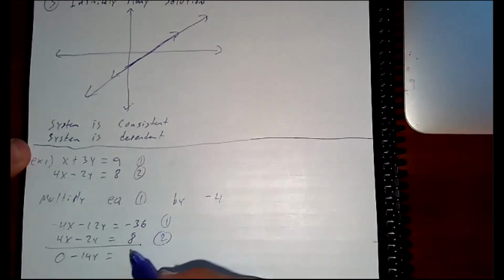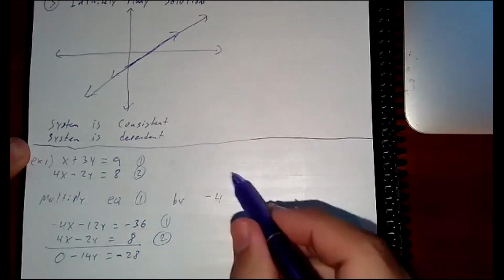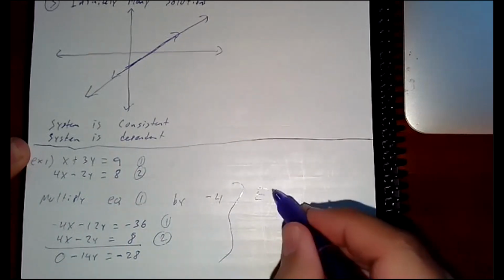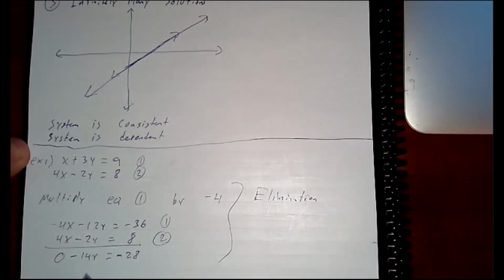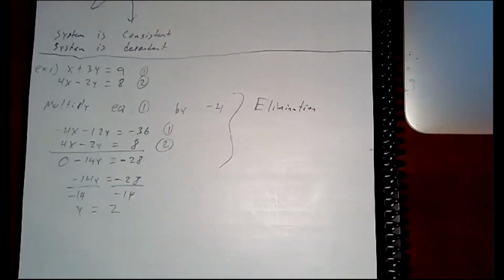So now you add them, right? Negative 4 plus 4 is 0. Negative 12 minus 2 is negative 14y. Negative 36 plus 8, that'll be a negative 28. So this technique I just used is elimination. So I eliminated x. So now I have negative 14y equals negative 28. So divide by negative 14. y will be equal to 2. So I solved for y.